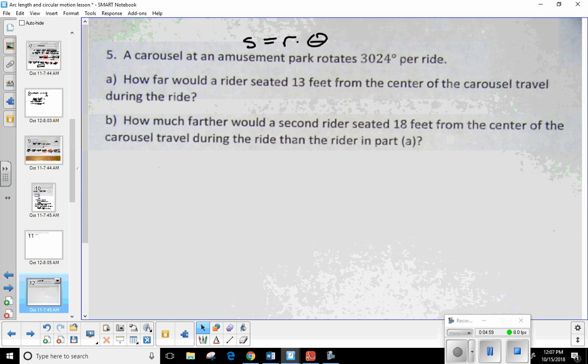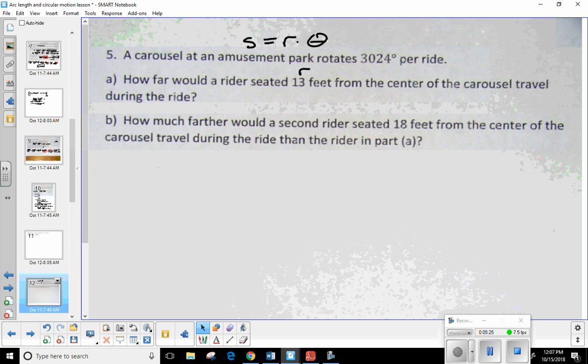Well, this is just arc length, right? It's just a portion of the circumference, the complete distance around the circle. And this is our formula. The arc length S is equal to the radius times theta. So do we have the radius? Yeah, it's going to be 13, because that's the distance the person is from the center. So that would be your radius, so we have that.